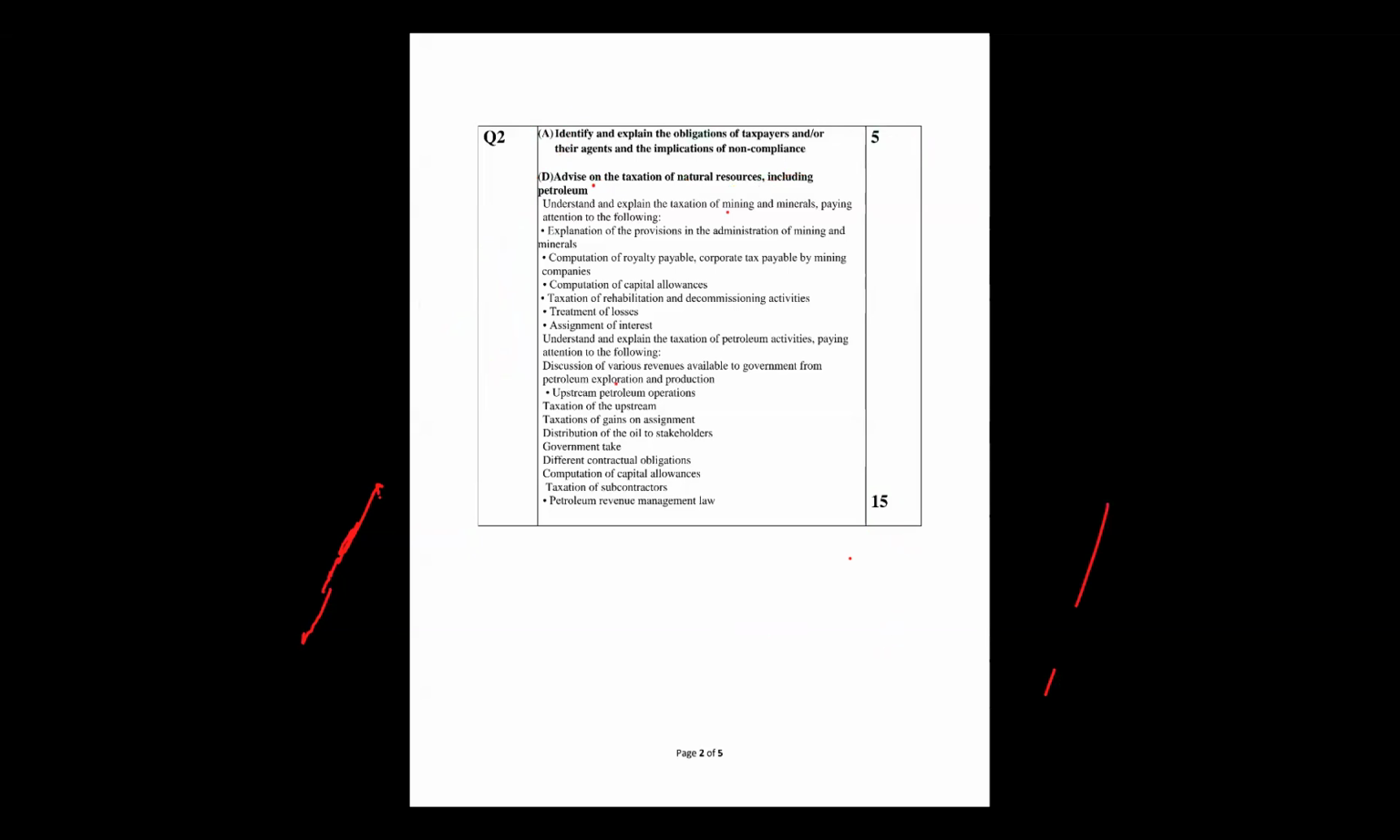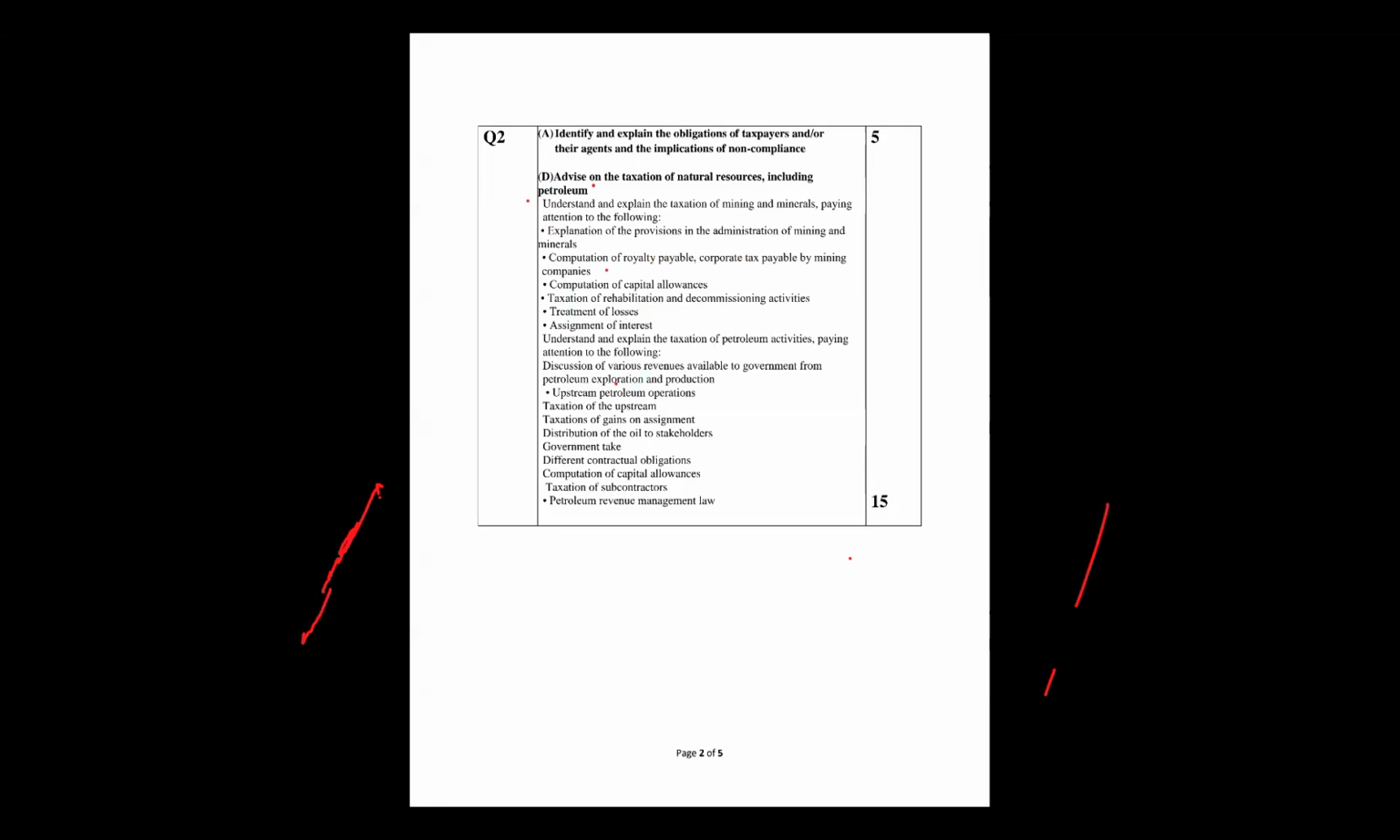Paying attention to, what's the first one? It says, explanation of the provisions in the administration of mining. So this is theory. Computation, this is computation of royalty payable, the 5%, corporate tax payable by mining companies, computation of capital allowances, the pool one, taxation of rehabilitation and decommissioning activities, treatment of losses, how are they treated? For 5 years, they are carried for up to 5 years, assignment of interest. And all these which we are talking about here, they are all under this one.